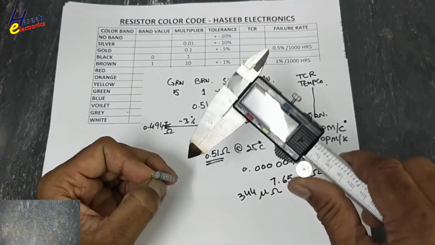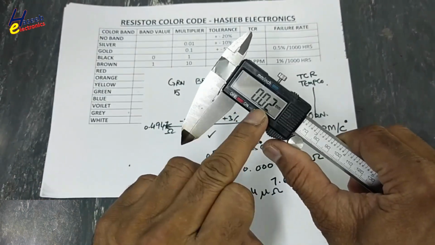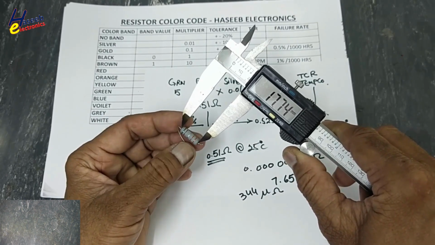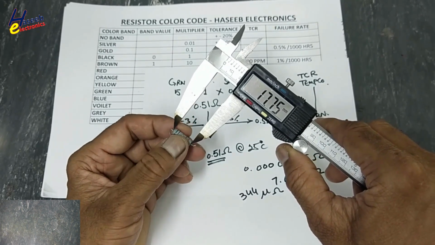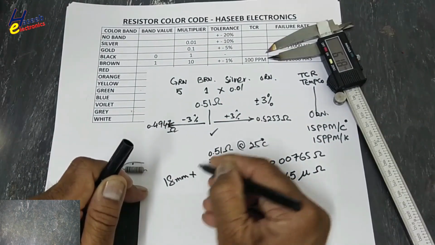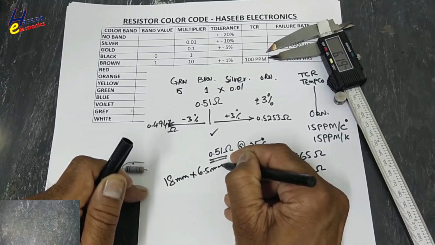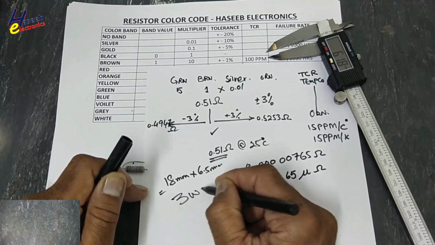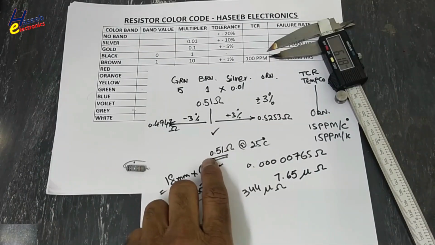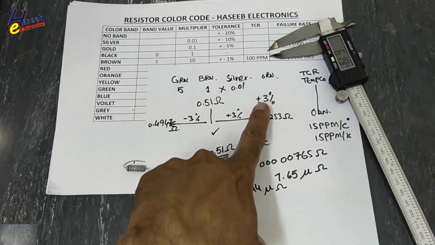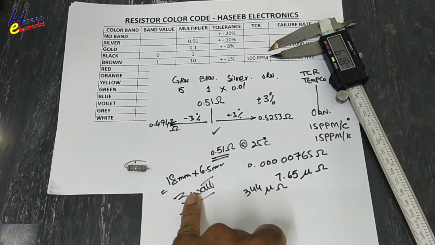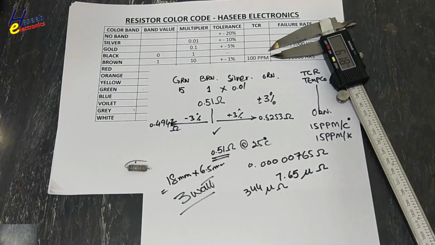To check its power rating, below 18 millimeter and below 6.5 millimeter. 18 millimeter by 6.5 millimeter, it is a 3 watt resistor. It is 0.51 ohm plus minus 3%, 15 ppm, 3 watt power resistor. It is a high current resistor.